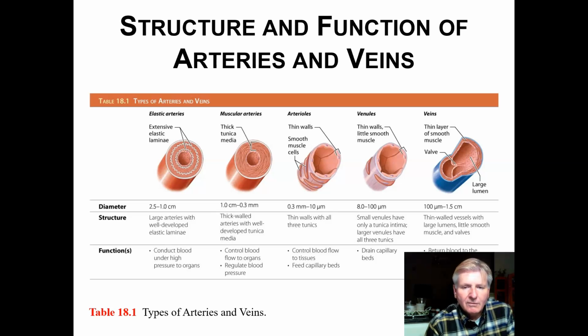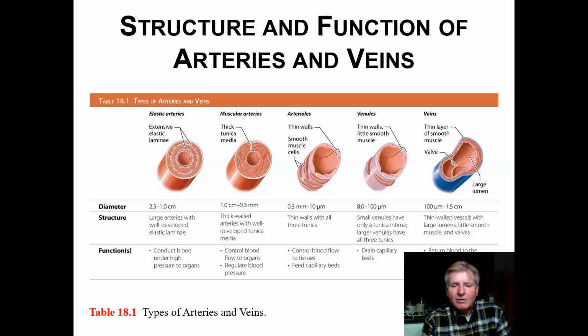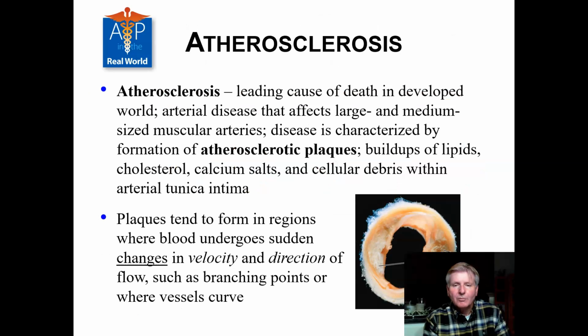And then the venules. Smaller venules will generally have only a tunica intima, and your larger venules will have the three tunics, but you only see just endothelium in your very small venules. And then your veins will have one-way valves and very little smooth muscle. Okay, and they, of course, return blood flow back to the heart, the right atrium.